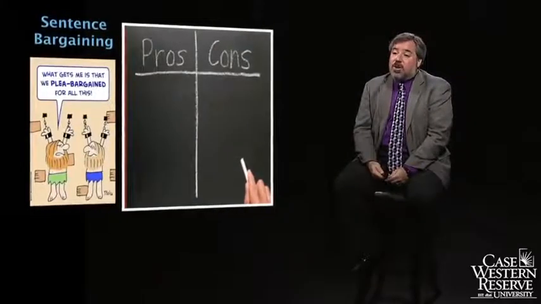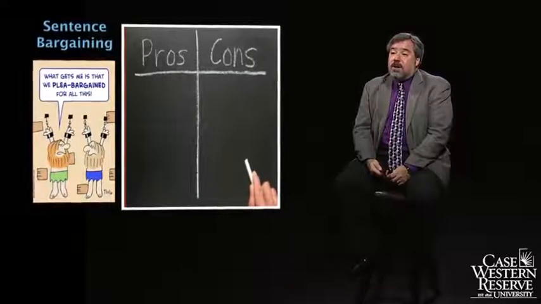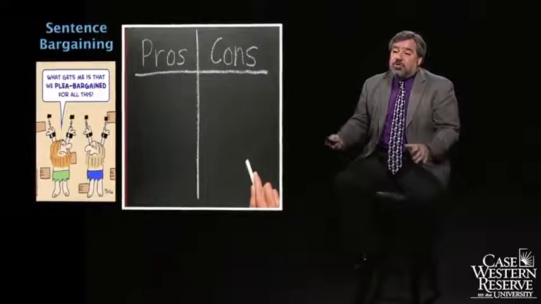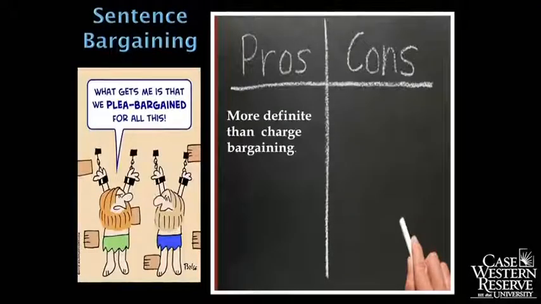This is the alternative to charge bargaining. In sentence bargaining, the individual says, look, I'm not comfortable with just dropping the charge. Sure, I don't want to be called a genocidal perpetrator, but I want to know for a fact what my sentence is going to be. So let's just bargain on the years. So the first thing is you get a more definite promise.